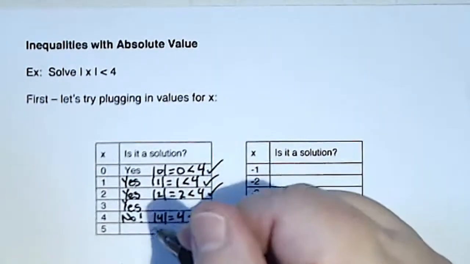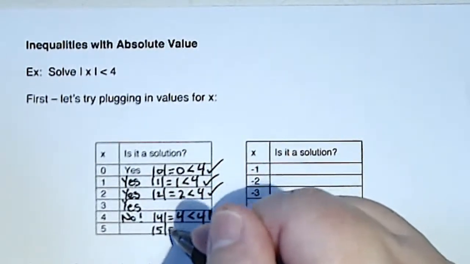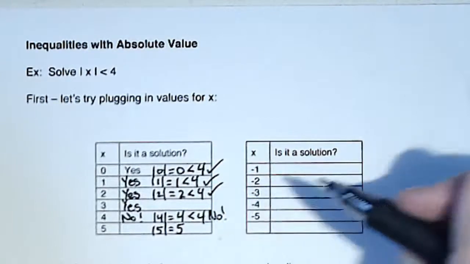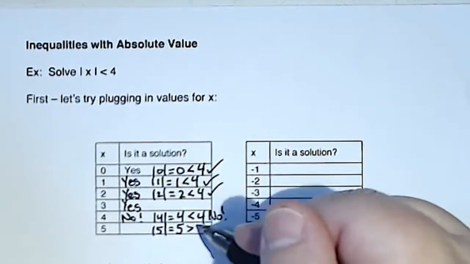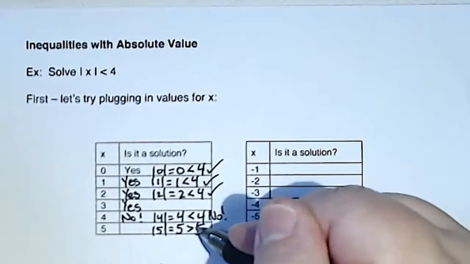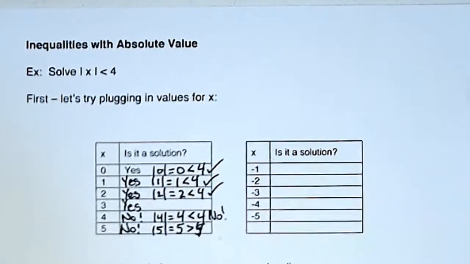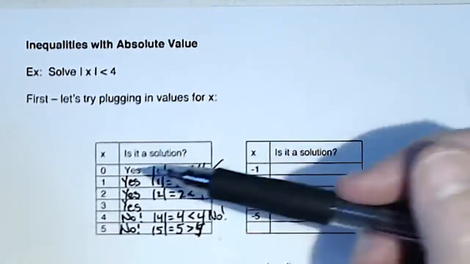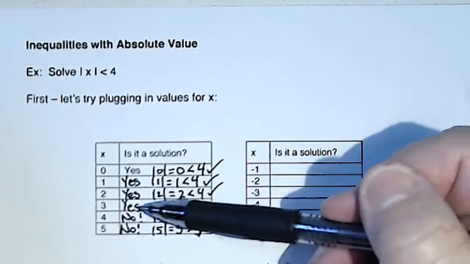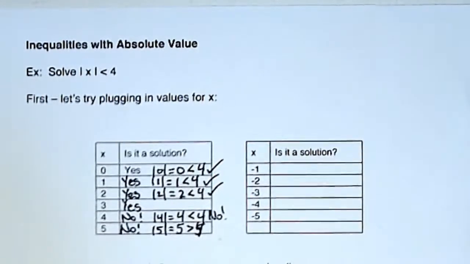How about 5? No, 5 is way too big. The absolute value of 5 is 5. That is way too big. It's bigger than 4. So the numbers 0, 1, 2, 3 all work. The number 4 does not.